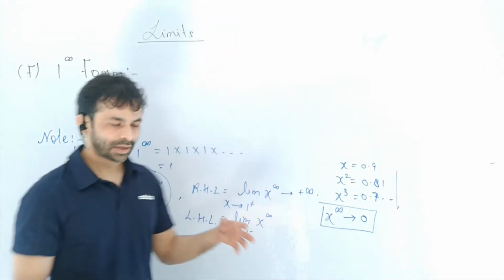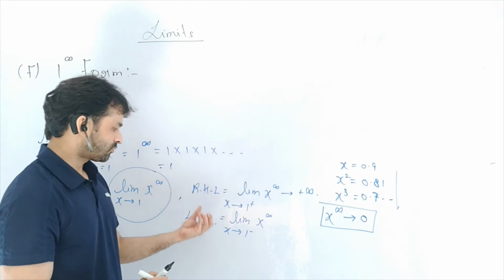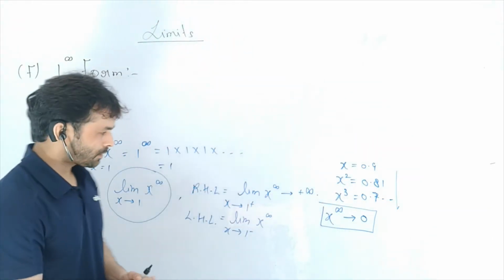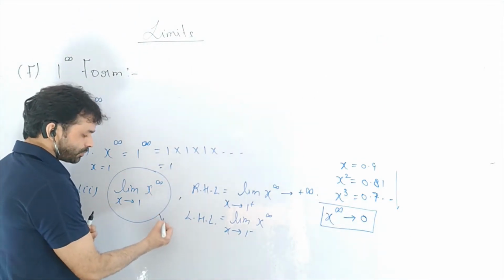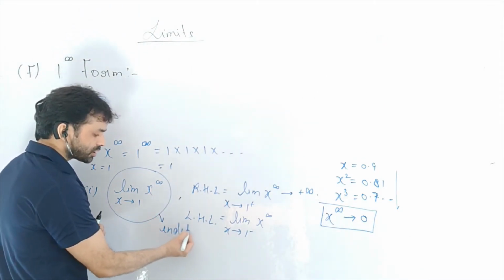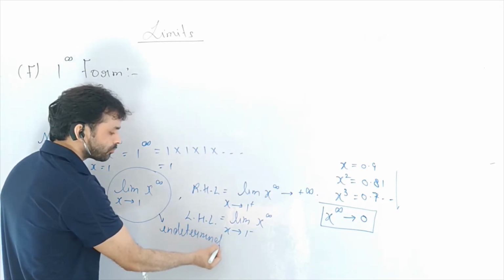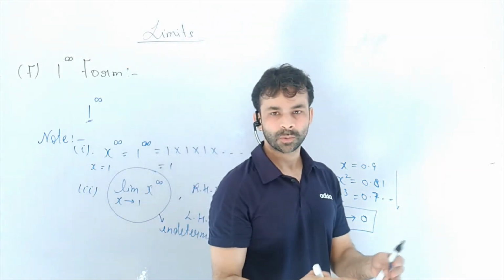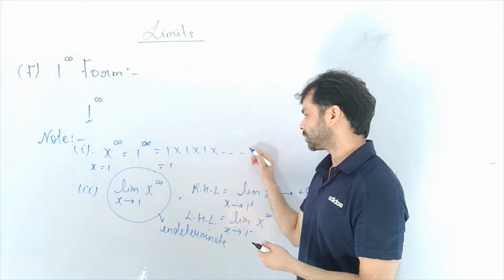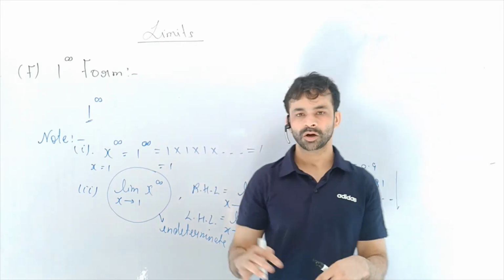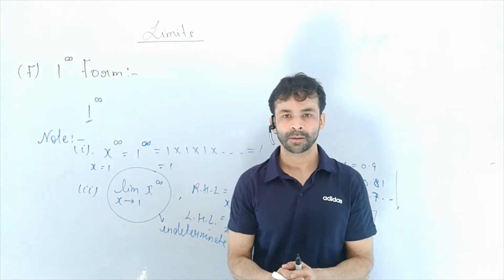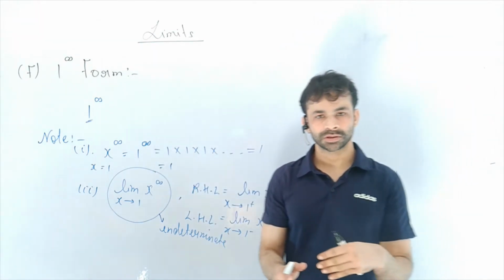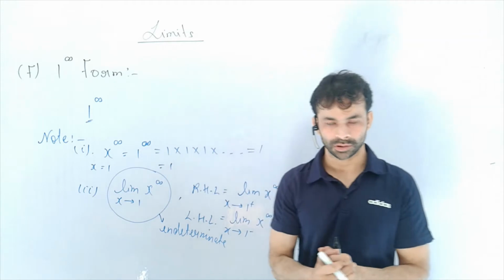For the right hand limit this will give you one result, for the left hand limit this will give you another result. That's why we say this is an indeterminate form, not when x is equal to 1. When x is equal to 1, this will give you 1, no matter how many times you multiply. So first of all you have to understand which is indeterminate and which is not an indeterminate form.